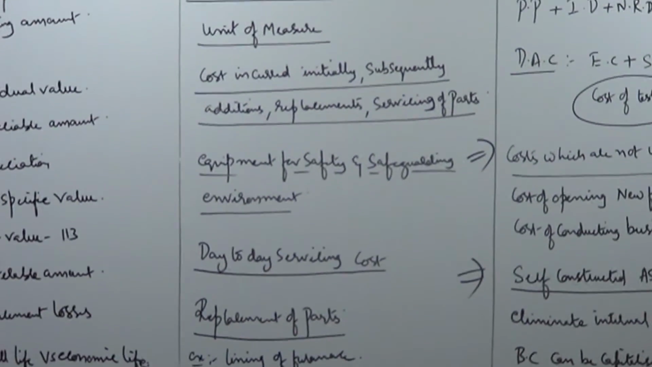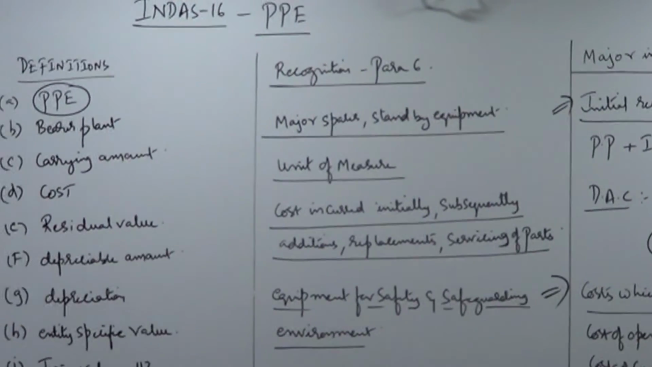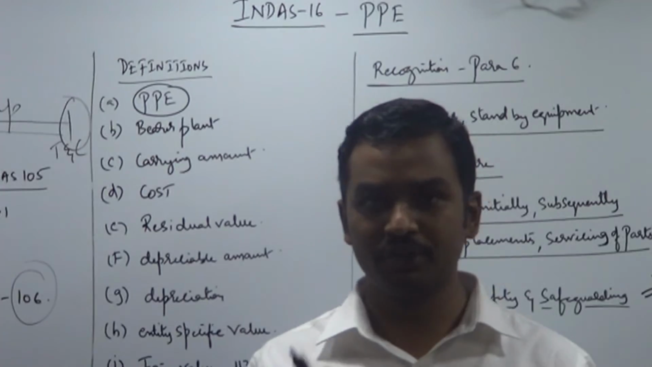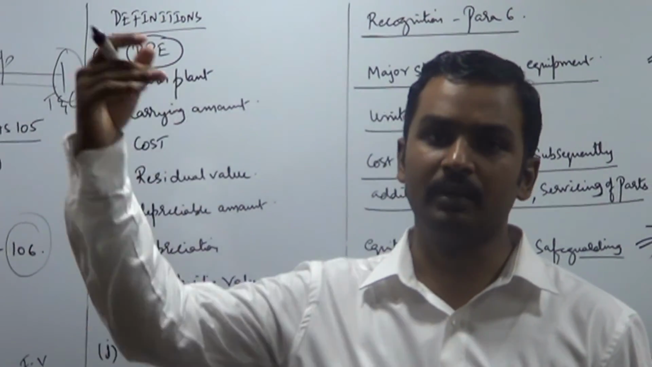Now let us come to the definitions part. What is property, plant and equipment? It is a tangible item which is held for use in production of goods, provision of services, or held for giving it on rent to others or for administrative purposes.